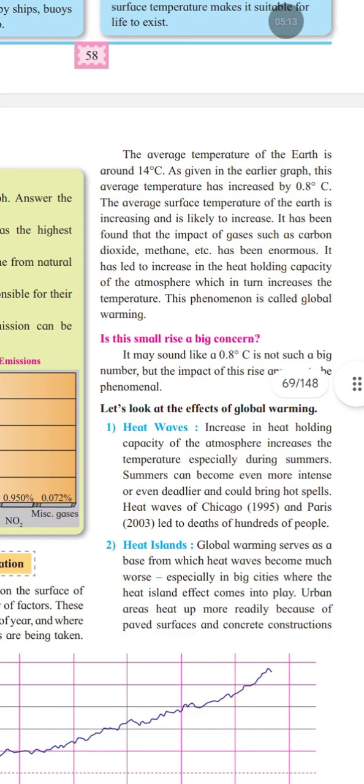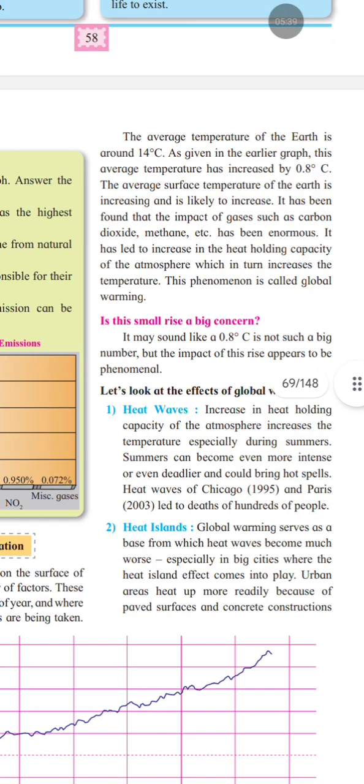But what is causing this increase? One of the major reasons is the increasing effect of certain gases in the atmosphere, particularly carbon dioxide, methane, and other heat trapping gases. These gases increase the heat holding capacity of the atmosphere. In simple words, we can say that these gases allow the atmosphere to retain more heat.